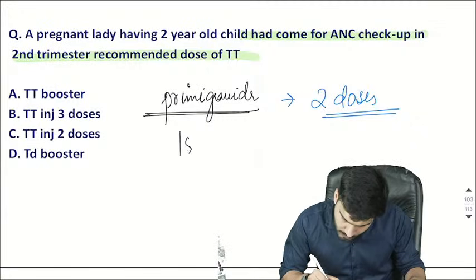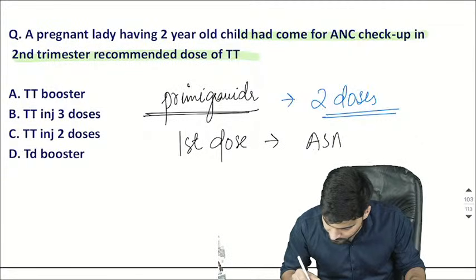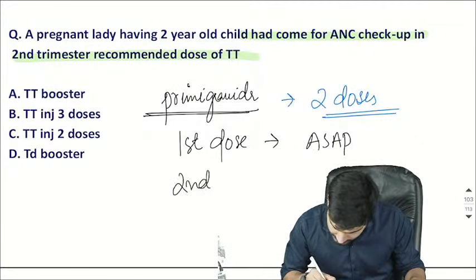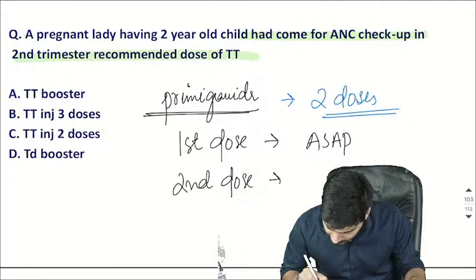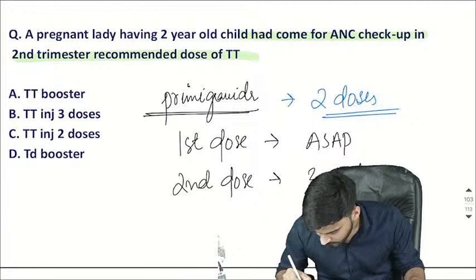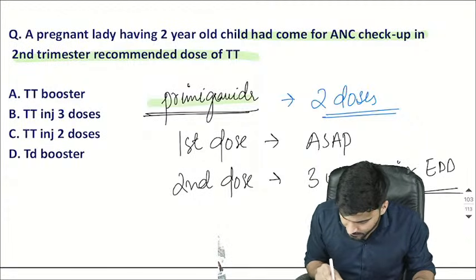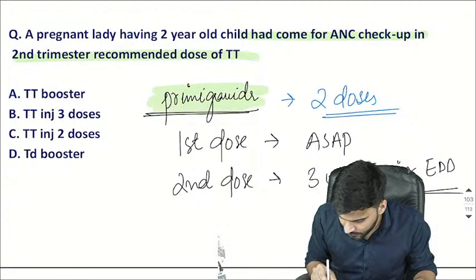So the first dose for primi gravida I will give as soon as possible. And the second dose for this primi gravida I will give 3 weeks prior to the estimated date of delivery.